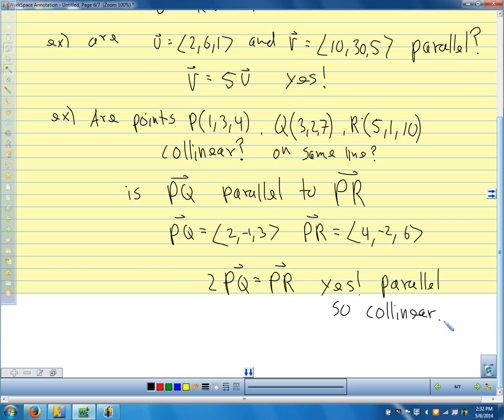Questions on that example? Yes? Could you tell if they're collinear if the difference between them is the same? Like if the difference between Q and R is the same? Because you're adding 2 to the x value between P, Q, and R, and then for the y value, you're subtracting 1. So can you tell it that way as well?